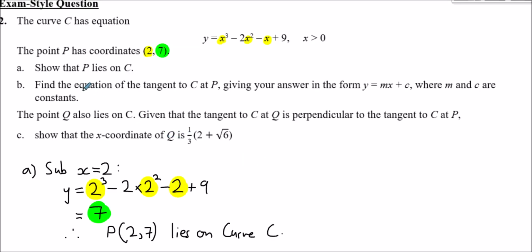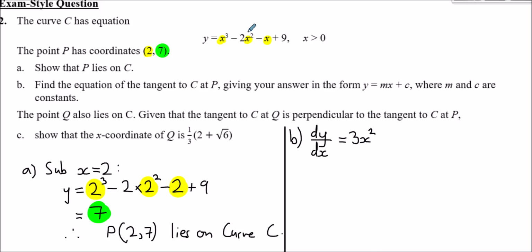Part B, it says find the equation of the tangent to C at P. Give your answer in the form y equals mx plus c, where m and c are constants. So let's just give myself a bit more space here in which to write down the solution to part B. So for part B, what we need to do here is to work out the tangent to C at P. So we're going to need to differentiate this function. And so dy by dx, let's take it one term at a time. The gradient function, differentiate x cubed, bring the power down to the front. The power of x now decreases by 1, so the 3 becomes a 2.